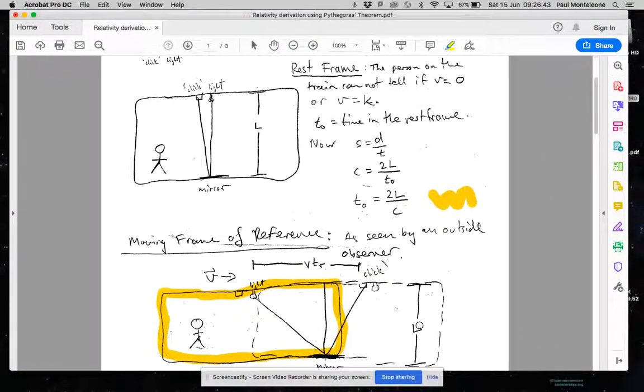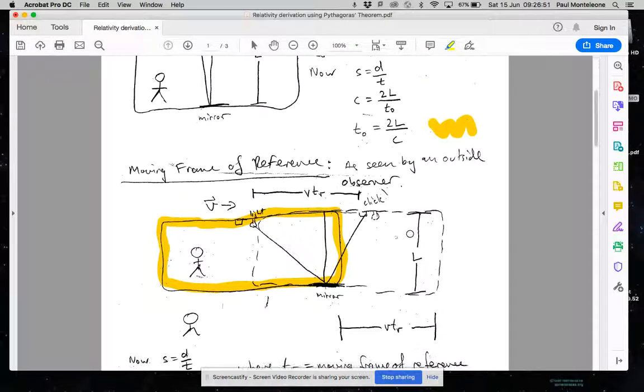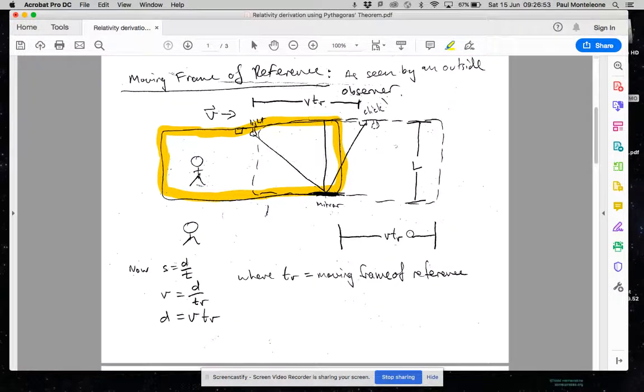Okay, let's get back to the situation. So we've just discovered that the rest frame is T0, and that's 2L on c. Okay, so now let's have a look at the moving frame of reference. With this, you'll need to exercise a little bit of your mind's eye and determine what's happening with a little bit of visualization, and then we'll break it down into its most simple pieces.